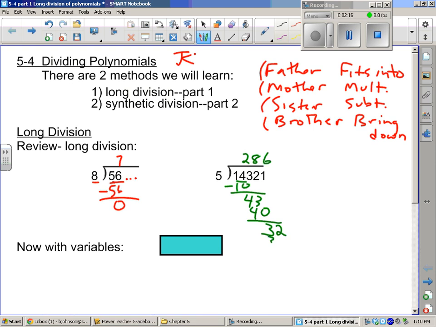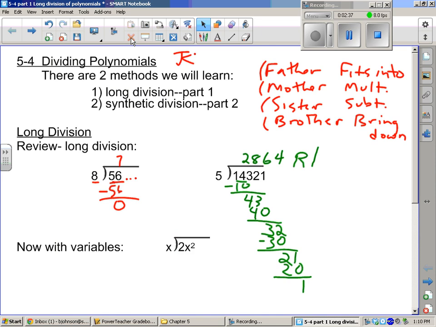6 times 5 is 30. Subtract, get a 2. Bring down the 1. 5 into 21 goes 4. 4 times 5 is 20. Subtract, nothing else to bring down. That's called a remainder. So we put remainder 1. That's the leftover stuff.